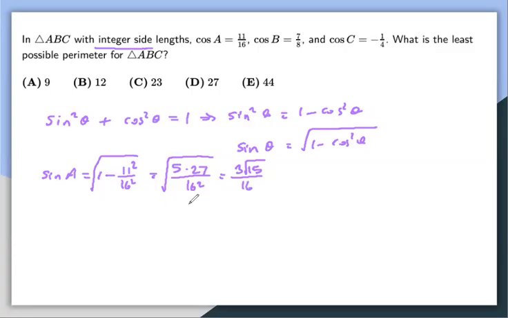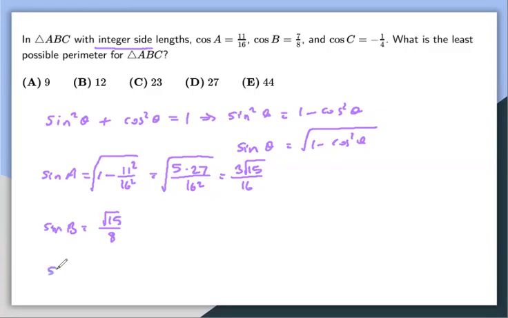If you use the same thing with the other two, you will get, actually not cosine, the sine of B is equal to root 15 over 8. You just plug the 7 over 8 in this case: 1 minus 7 squared over 8 squared. So 8 squared minus 7 squared: the difference is 1 and the sum is 15. So 8 will be the denominator.